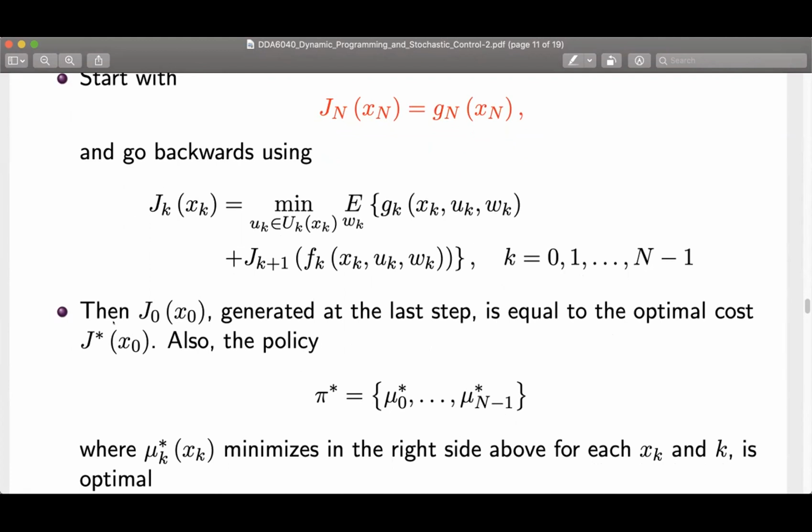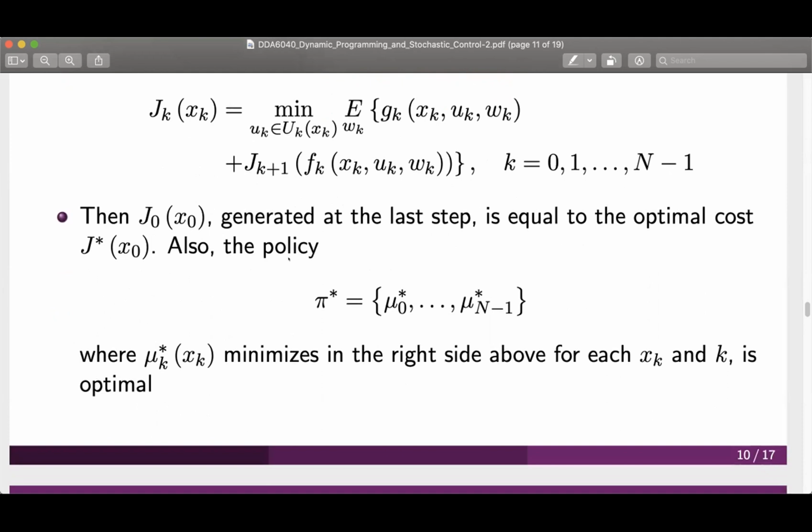Why is this so? We will answer this in the proof. Why this J_0(x_0), generated from the DP algorithm, equals J*(x_0), which is defined to be the global optimal cost of the problem? So why are these two quantities equal? We'll prove it.